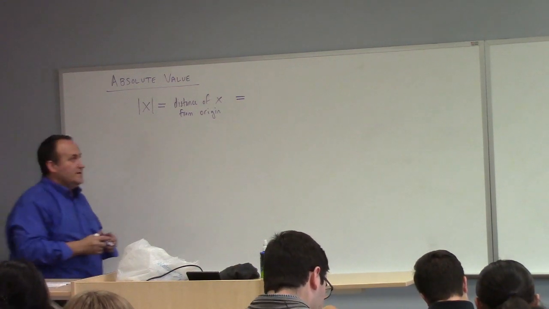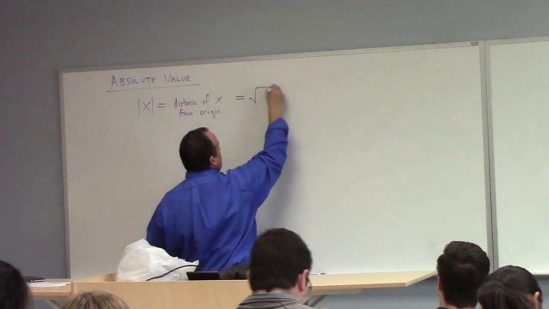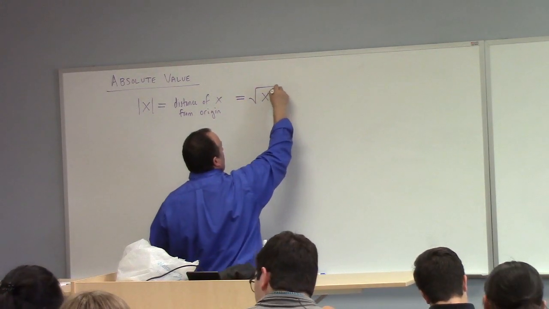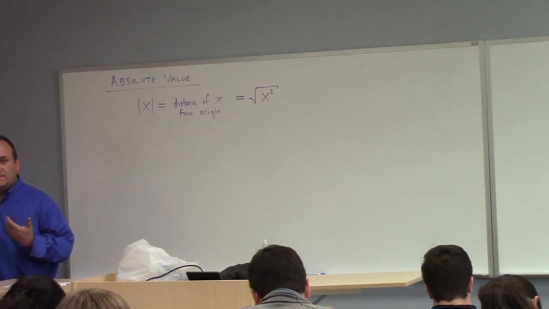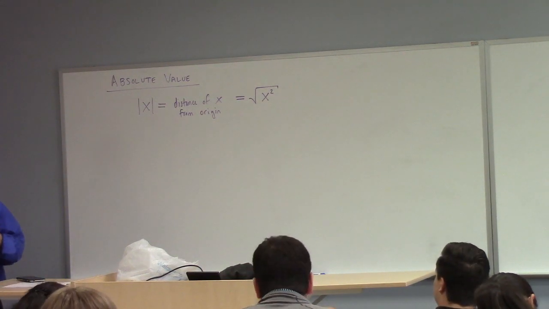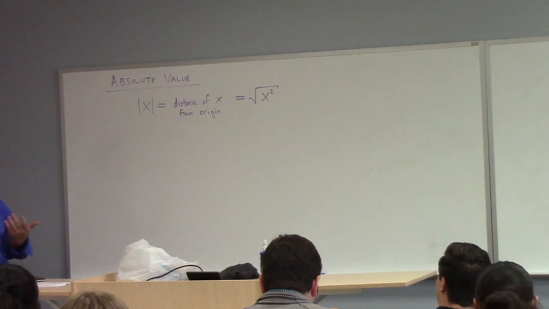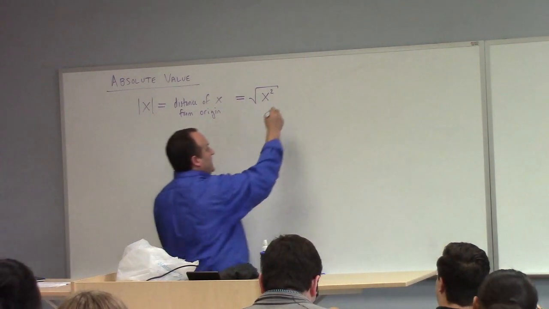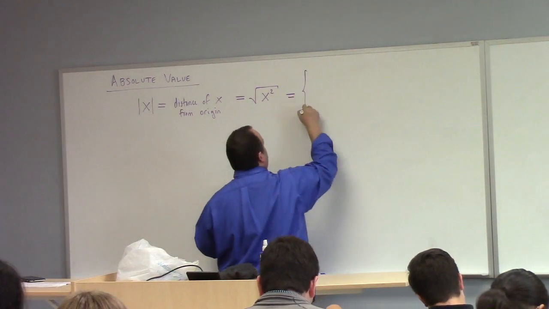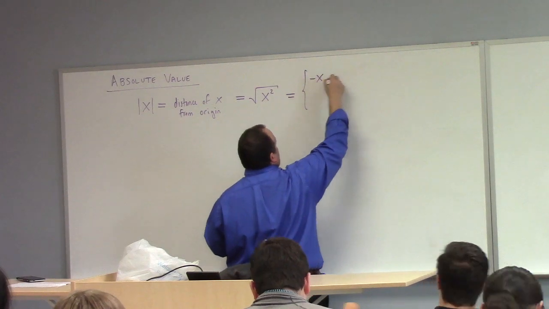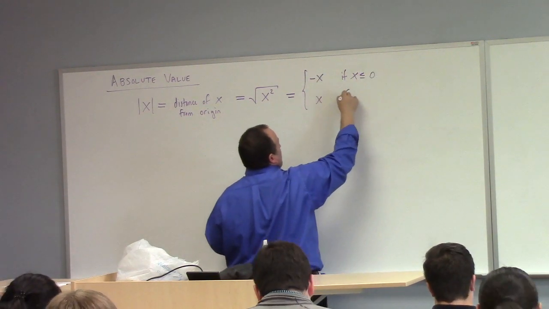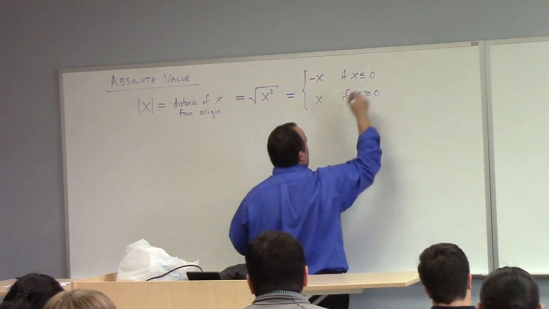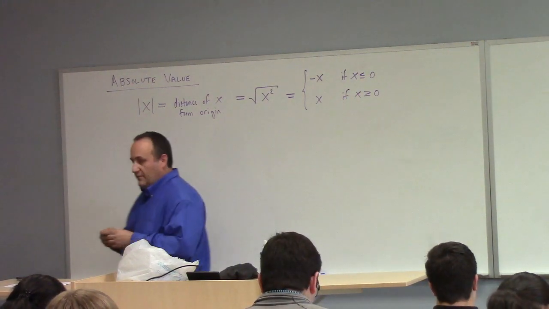How about this? It is the square root of x squared. See, square root is by definition non-negative. So this is always positive. It's only 0 if x is 0. This is, in fact, a stone-cold formula for absolute value. Now, of course, we can also write it as a case-wise defined function. It's minus x if x is less than or equal to 0. It's x if x is greater than or equal to 0. These are all equivalent statements, all right?